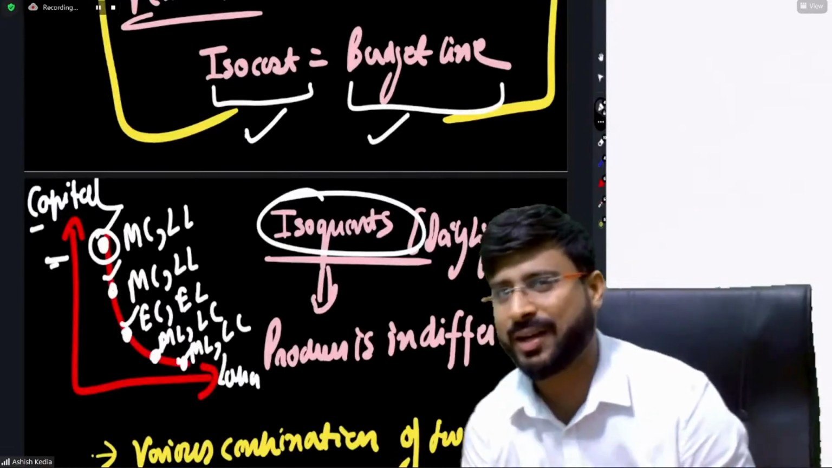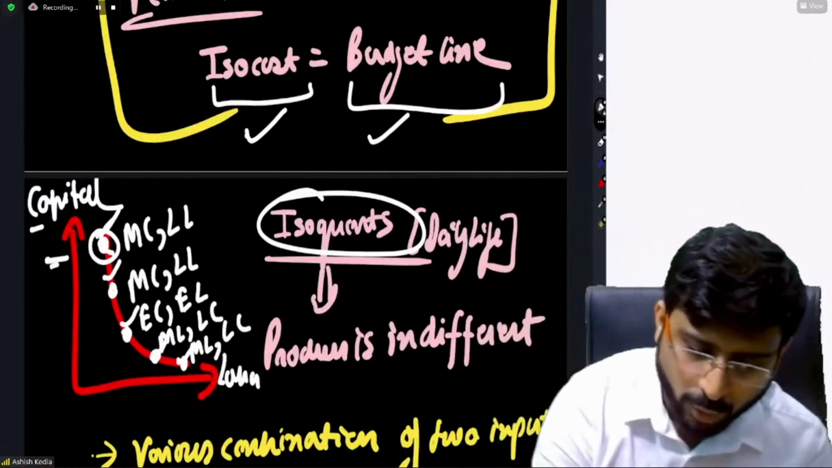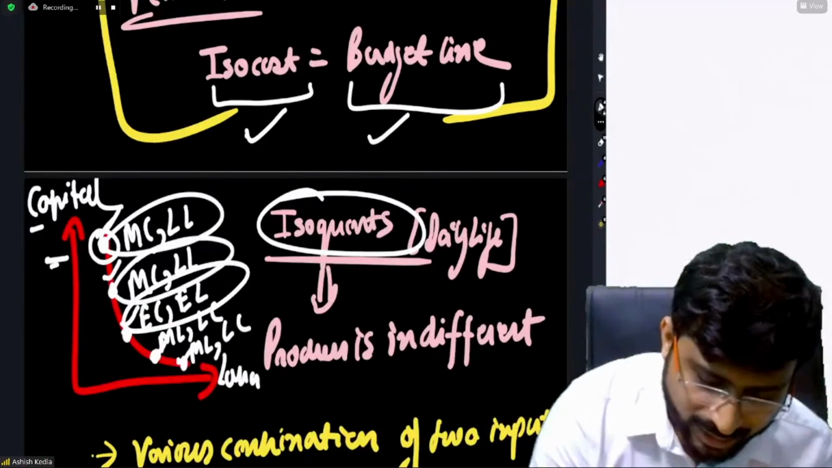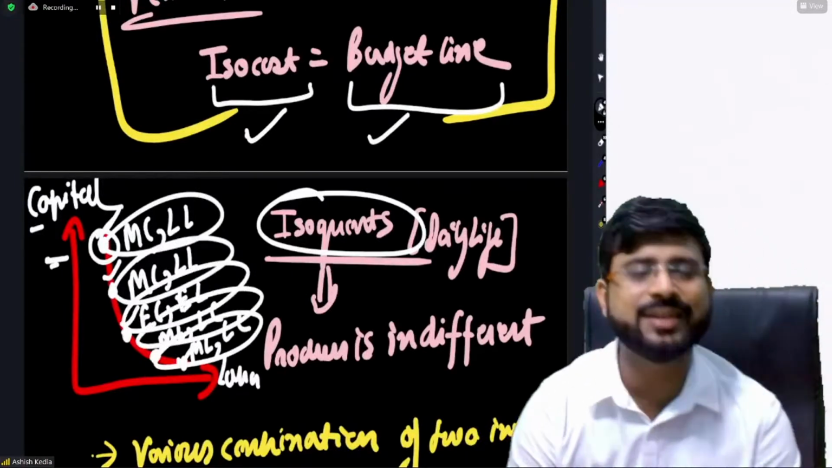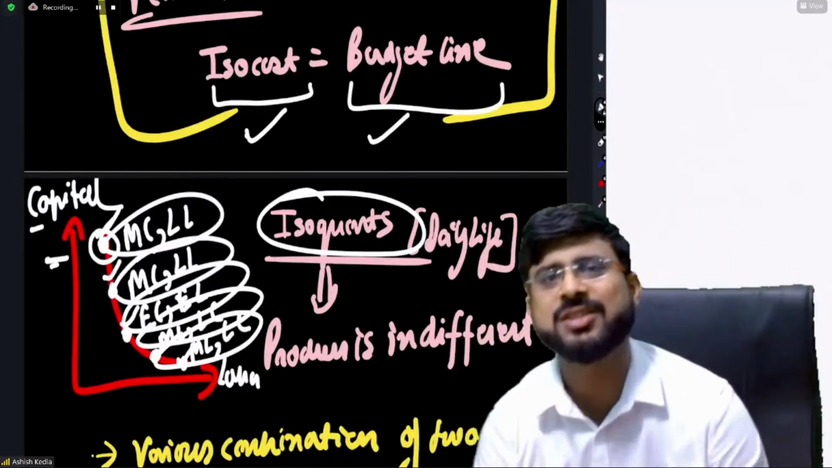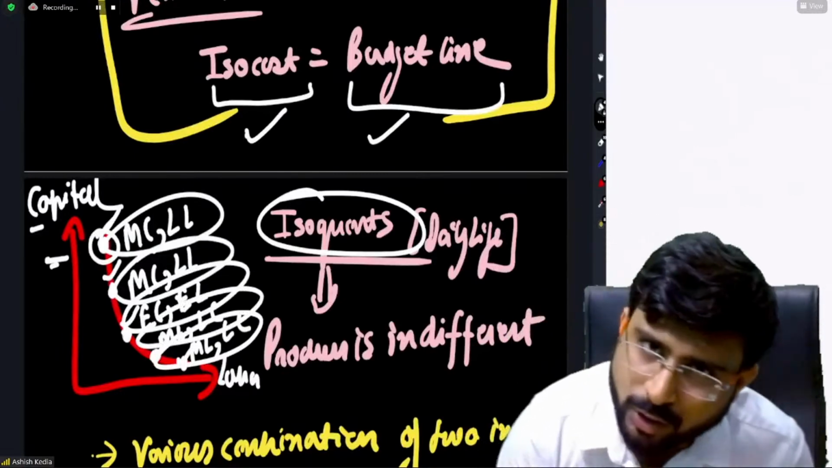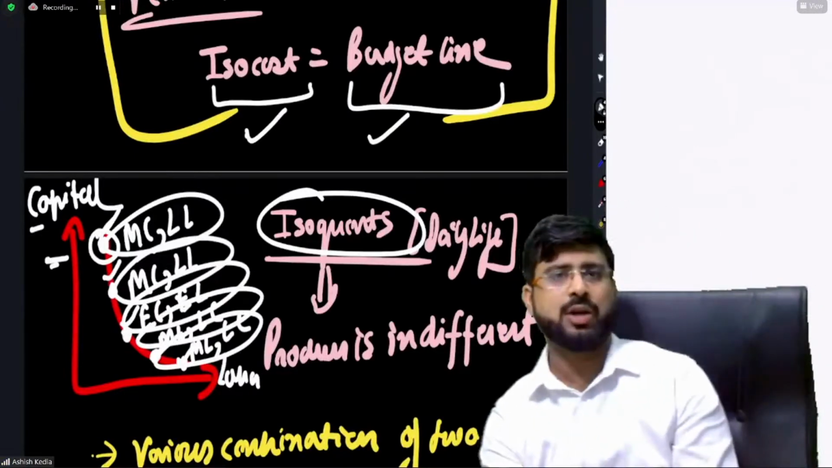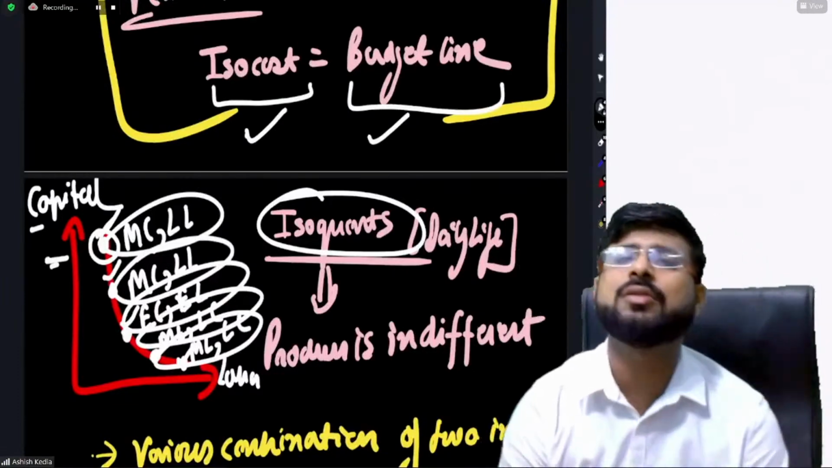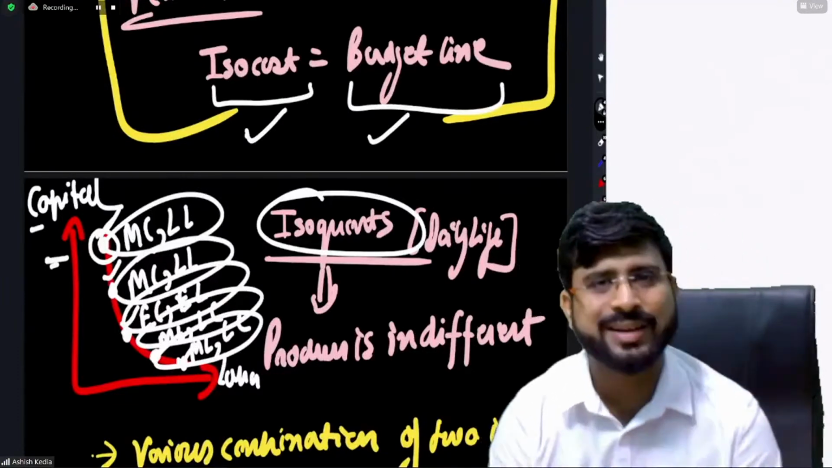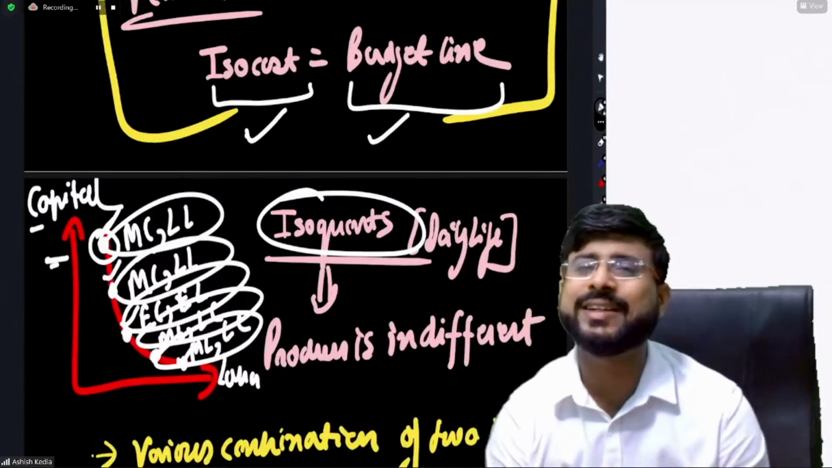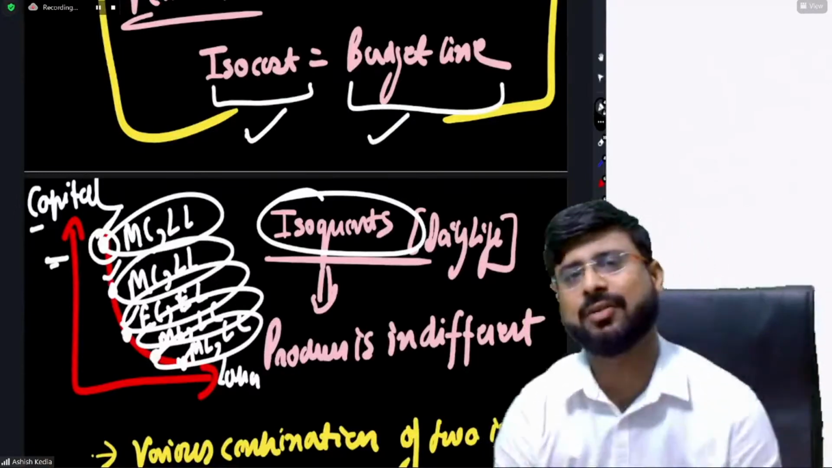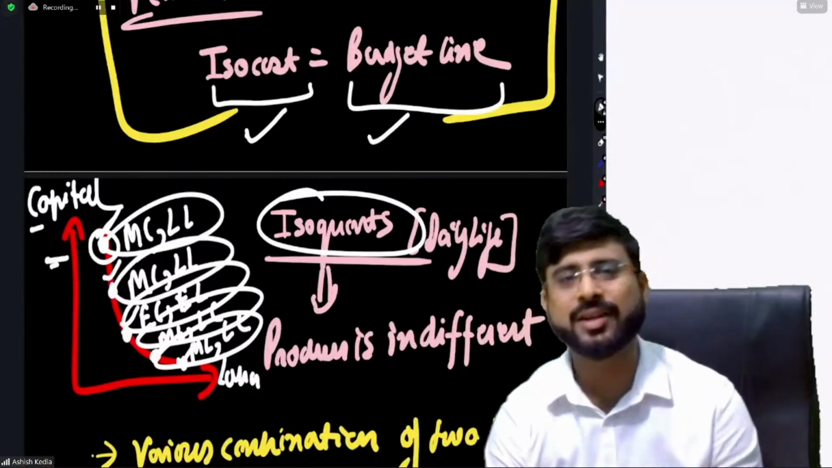तो आउटपुट लेवल सेम है यहाँ पर. जितना भी आप इनपुट कॉम्बिनेशन डिसाइड कर लीजिए, आउटपुट लेवल इज नॉट चेंजिंग. Whatever is the input combination, there is no change in output level. Got it, everyone?